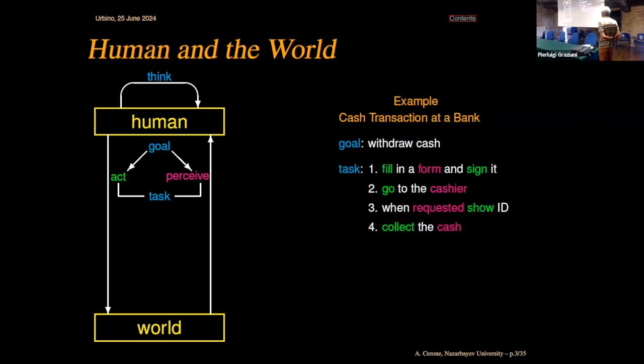We went to the bank, and then we had a task which consisted in filling a form, signing the form, then going to the cashier, giving this form, showing ID when requested, and then in the end, we collect the cash. So it's interactive, but the interaction is basically between two people. There is no technology in between. Of course, these kinds of interactions don't exist anymore because everything is supported by technology.